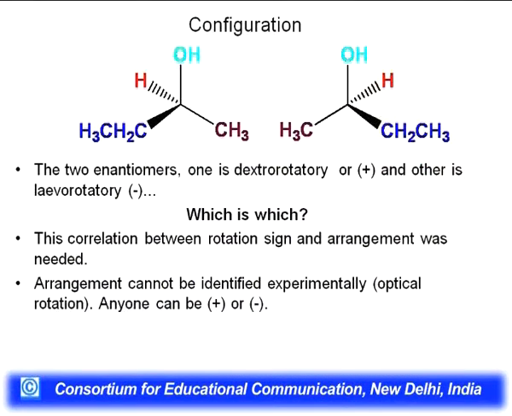So, moreover, the arrangement cannot be identified experimentally by optical rotation. You can see two structures of the enantiomers. I cannot deduce, nobody can deduce, whether a given structure would be dextro or levo by looking at the arrangement of atoms. So, it is a big problem.